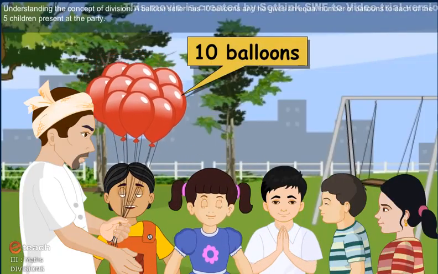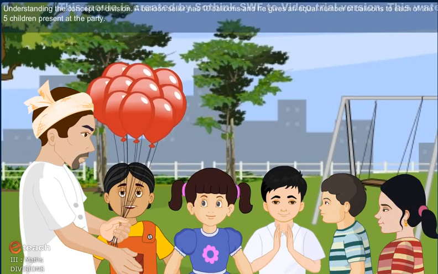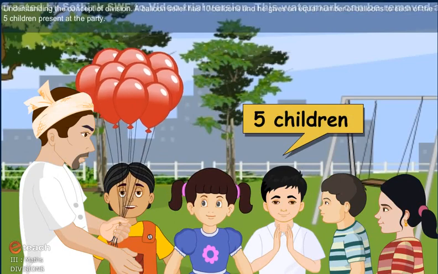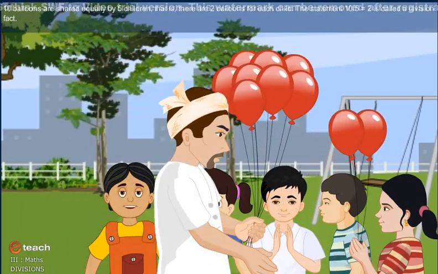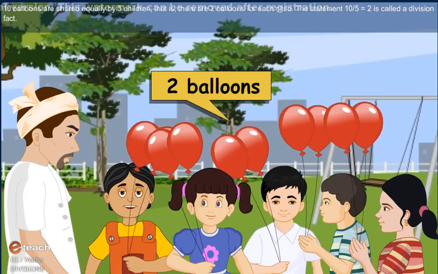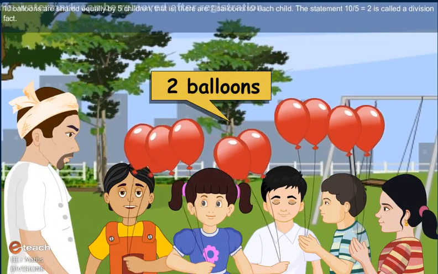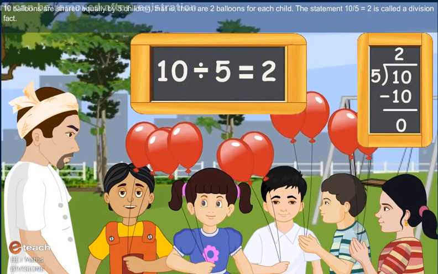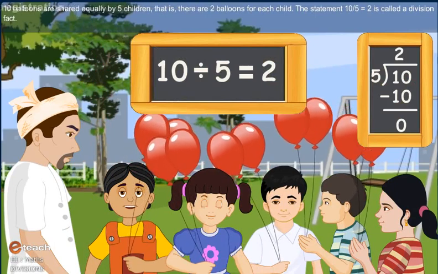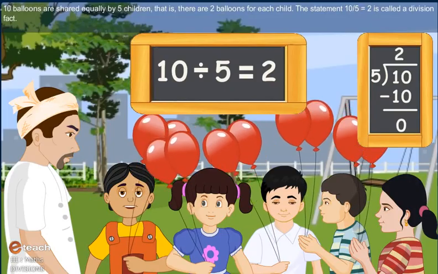A balloon seller has 10 balloons and he gives an equal number of balloons to each of the 5 children present at the party. 10 balloons shared equally by 5 children. That is 2 balloons for each child. The statement 10 divided by 5 equals 2 is called a division fact.